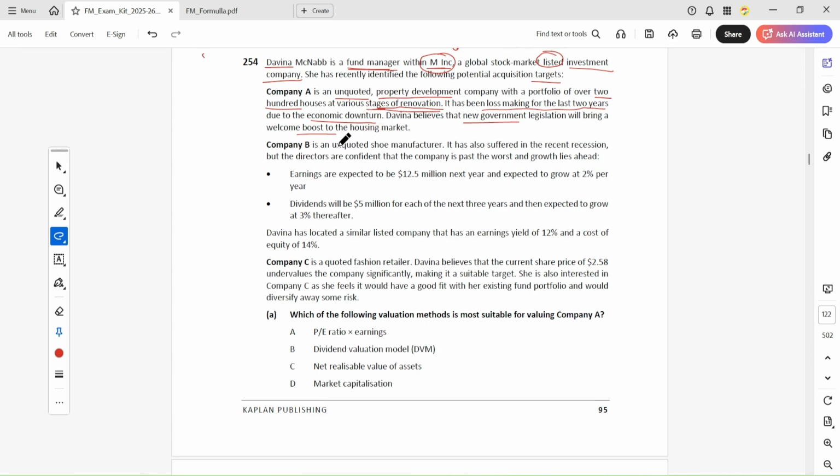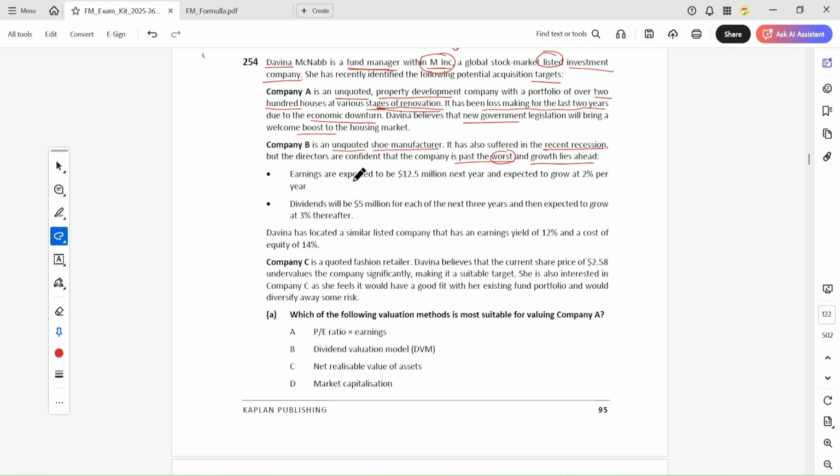Next, B is also an unlisted company, a shoe manufacturer. It has also suffered in the recent recession, but the directors are confident that the company is past the worst. The worst time has passed, and now growth will be ahead.